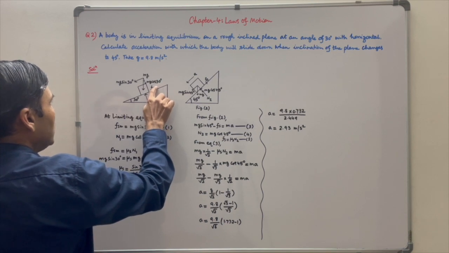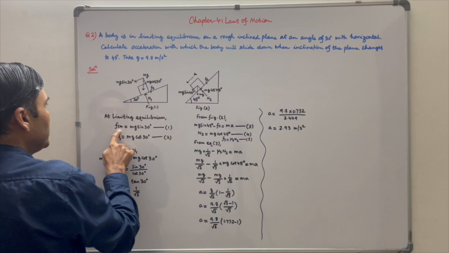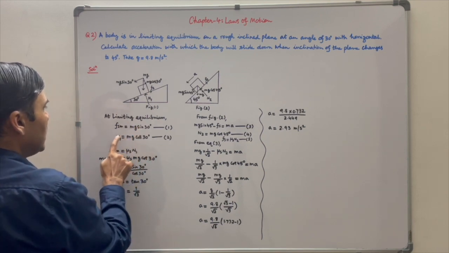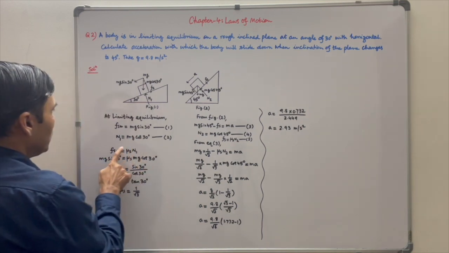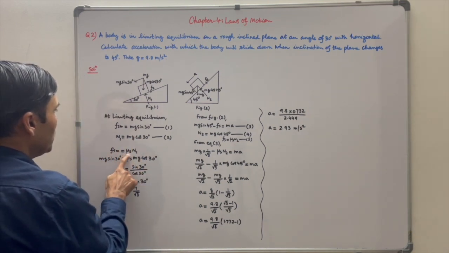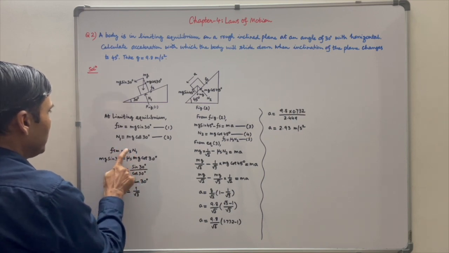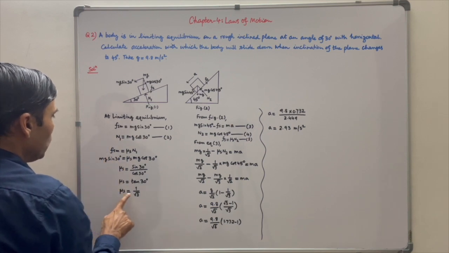In case of limiting equilibrium, Fs is equal to Fsm, that is limiting friction. So Fsm is equal to mg sin 30 and N1 is equal to mg cos 30. We know the formula for limiting friction is equal to mu s into normal reaction. We will put values of Fsm and N1 from here to get mu s is equal to 1 by root 3.